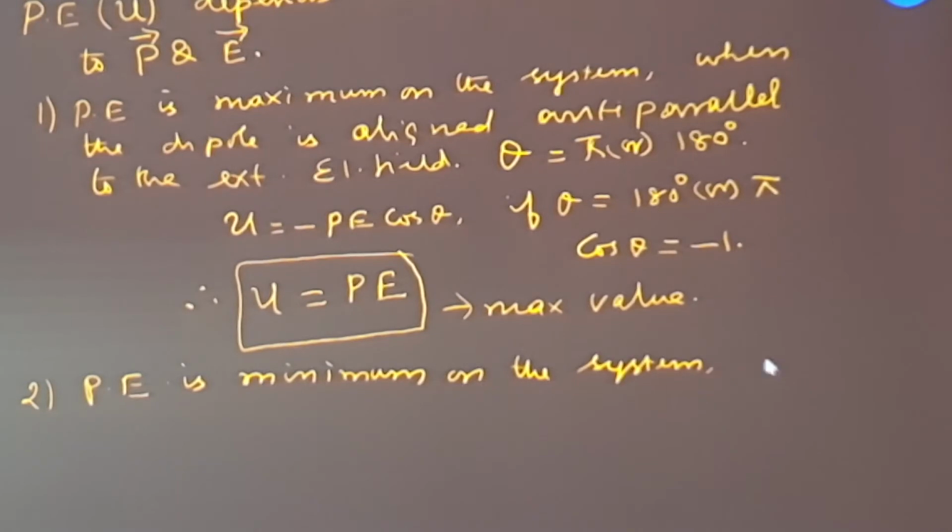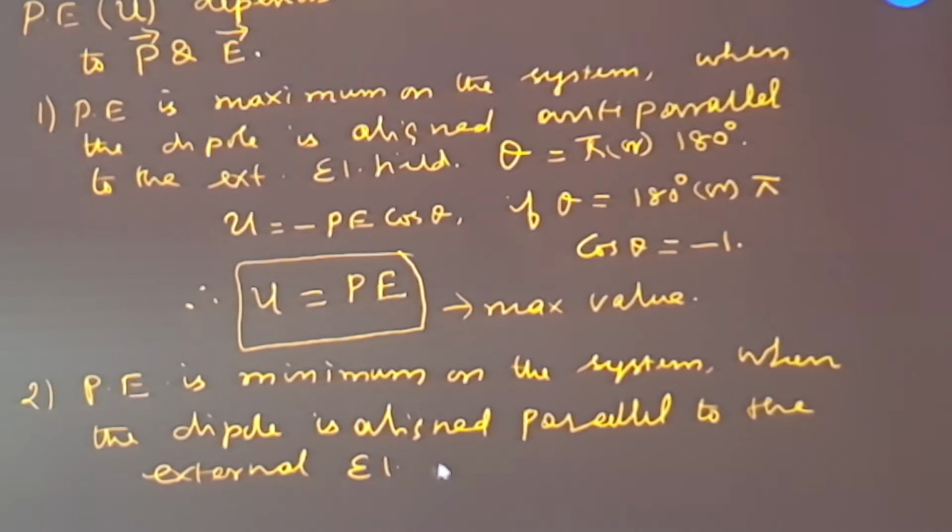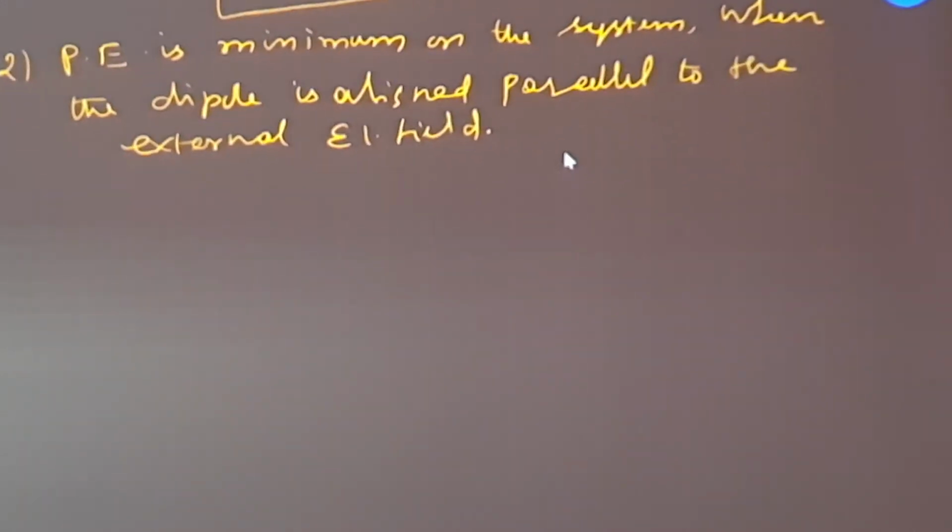Potential energy is minimum on the system when the dipole is aligned parallel to the external electric field. Why are you saying that? If it is aligned parallel to that of the external electrical field, that means theta equal to 0.